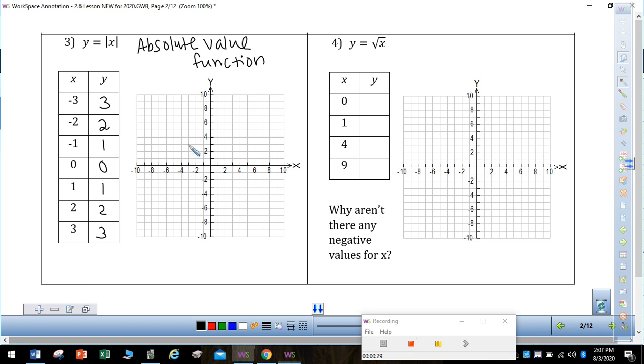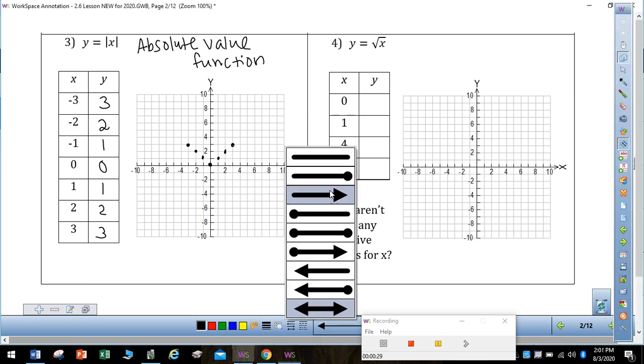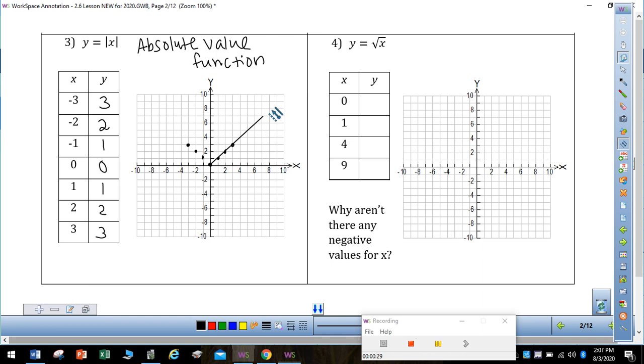If we start to plot them, we get negative 3, 3; negative 2, 2; negative 1, 1; 0, 0; 1, 1; 2, 2; 3, 3. And it actually looks like this nice V shape if we connect the points and extend it to the edge of our graph. I always think absolute value is like the V: there's a V in the word value, so maybe that can help you remember.